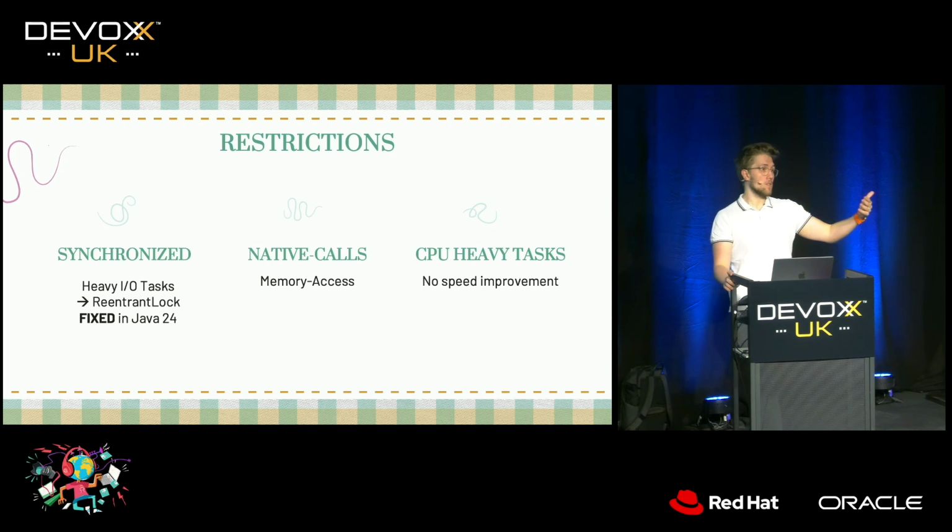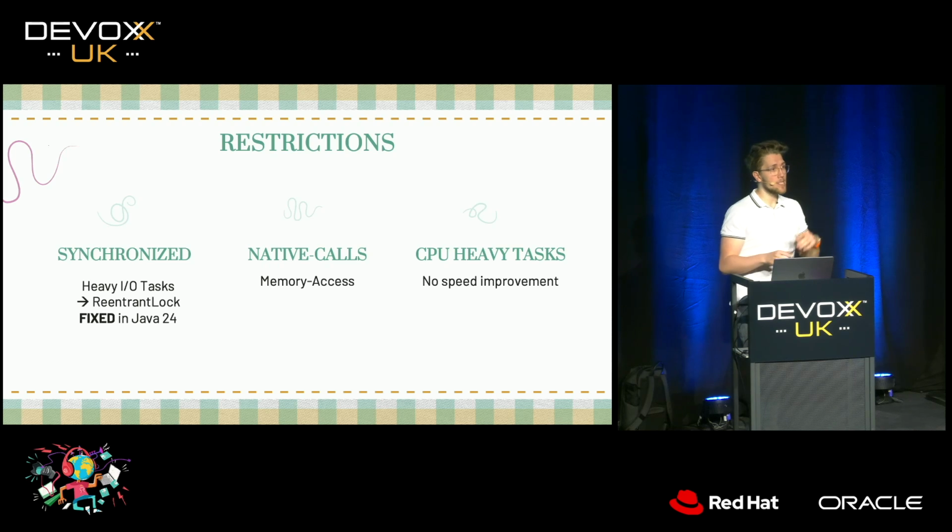When you do native calls into C code from Java, then the virtual thread for this access will also get pinned to the worker, because you can do memory access inside of your native calls, and because of that, it would mess up the whole memory frame when you would unattach your virtual thread from the worker.